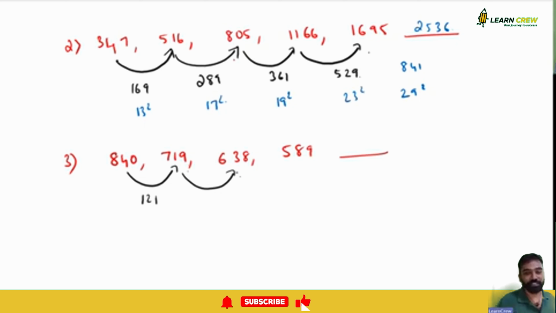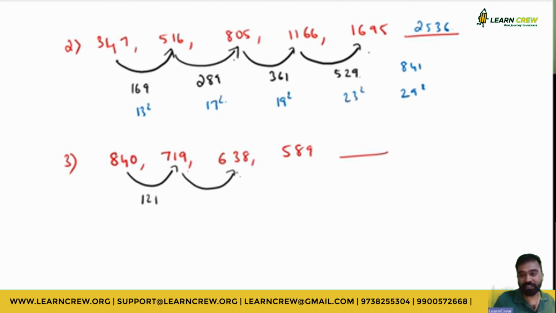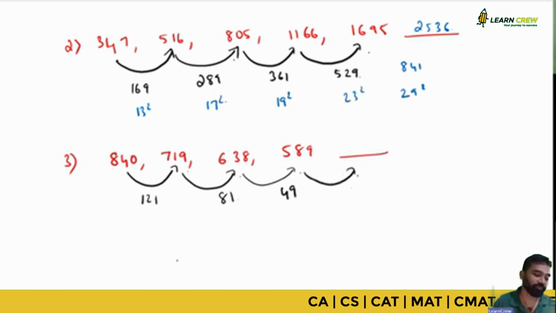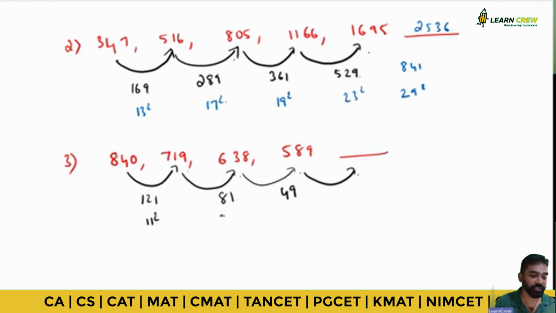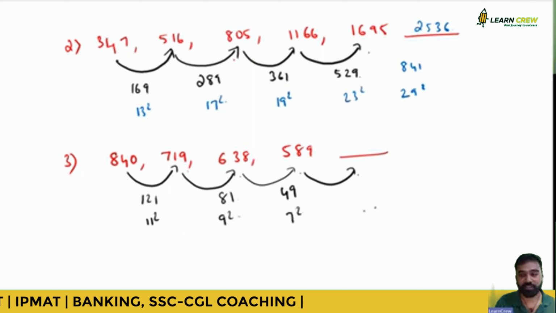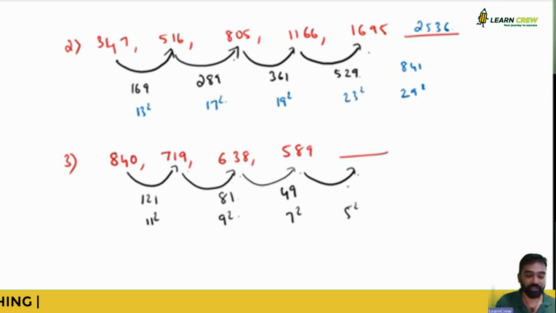640 is the closest. 60 plus 20 is 80, 80 minus 1 is 79. 79, 81, this one. Quick. And that side, 49. Now what's this? 11 square. This one is 9 square. This one is 7 square. 11, 9, 7. The next odd number is 5 square. 5 square is 25. If this is 25, you need to subtract 25 from this. So 589 minus 25 is 564.